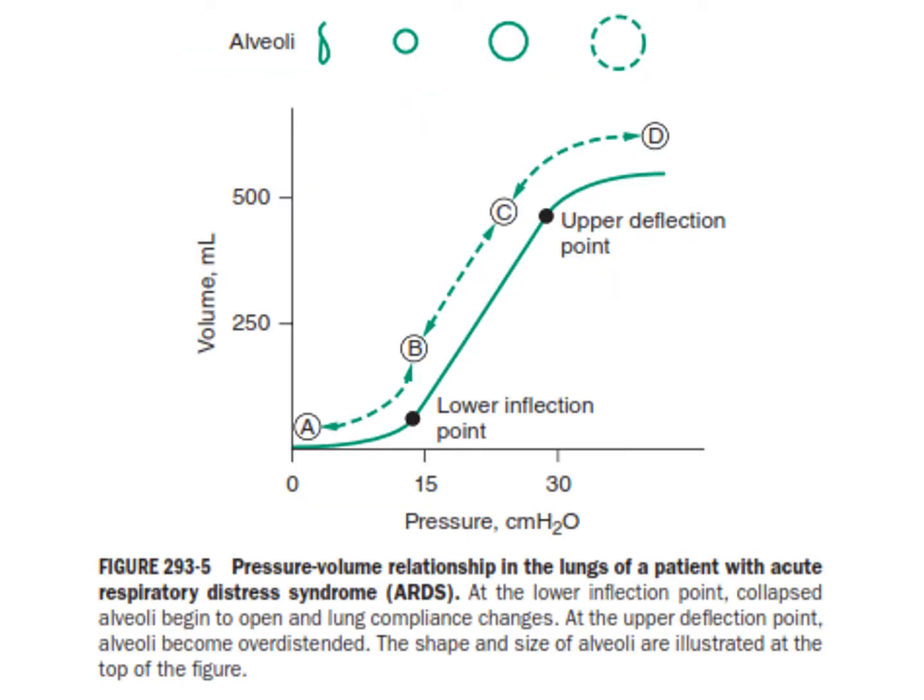Here you see the pressure-volume relationship in the lungs of a patient with acute respiratory distress syndrome, ARDS. At the lower inflection point, collapsed alveoli begin to open and lung compliance changes. At the upper deflection point, alveoli become over-distended. The shape and size of alveoli are illustrated at the top of the figure.